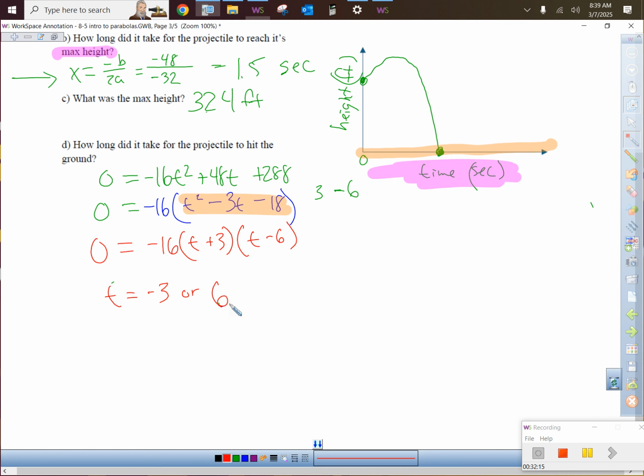The question asked, how long did it take for this projectile to hit the ground? Do both of those answers make sense? Because remember, this is t, right? Isn't it time? How long did it take? Negative 3 seconds or 6 seconds. Do both of those answers make sense? What do you think? Which one doesn't make any sense? The negative.